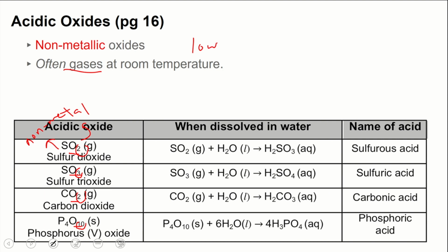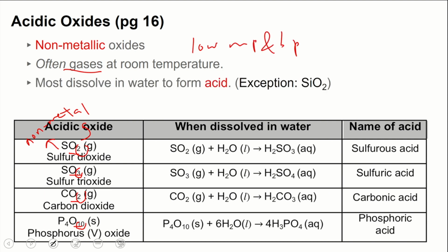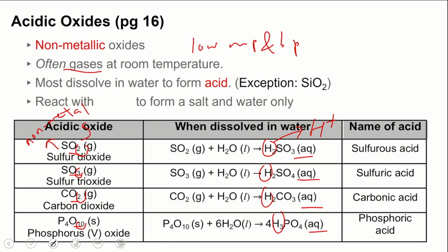So they are covalent molecules. They have low melting point and boiling point. That is why they exist as gases. They dissolve in water to form acids. Recall, acids dissolve in water to form the aqueous state, and they produce H plus ions. Since they're acidic oxides, they behave like acids. So they can react with alkali to form salt and water. So take note, non-metallic oxides are acidic oxides. They contain more than one oxygen atom.